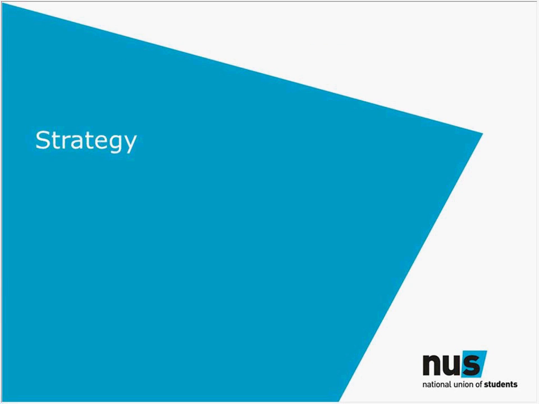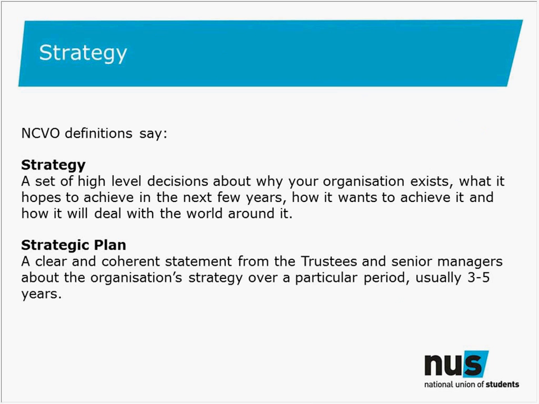About strategy in general, we can just start with the basics from the NCVO, the National Council for Voluntary Organisations. It's high-level decisions about why your organisation exists, what it has to do in the next years, how to achieve it, and how it will deal with the world around it. On that, the strategic plan is a clear and coherent statement from senior managers about organisational strategy over a particular period, usually 3 to 5 years.